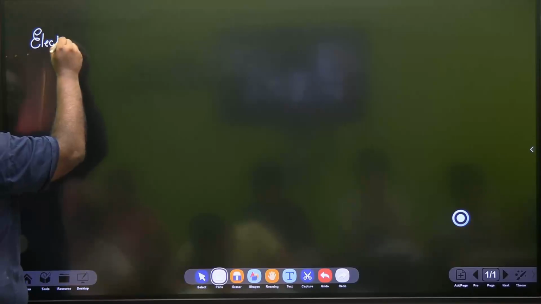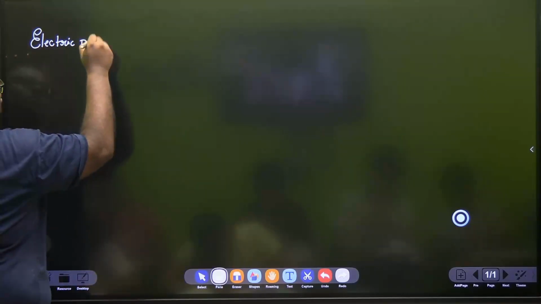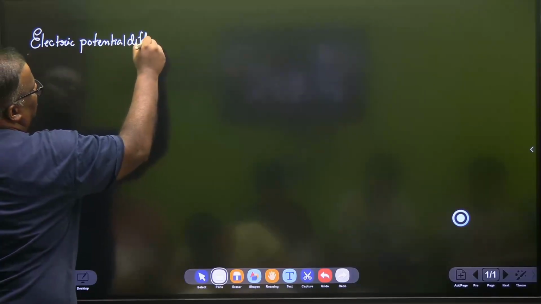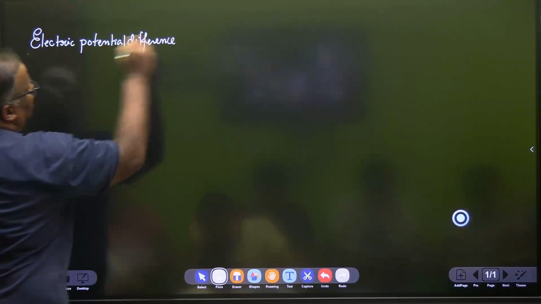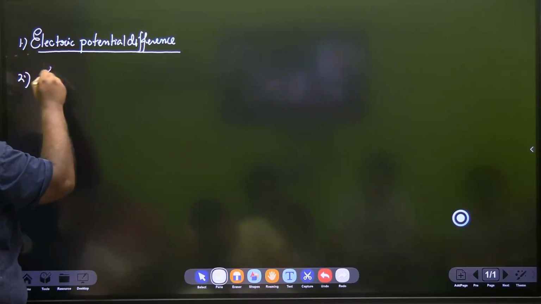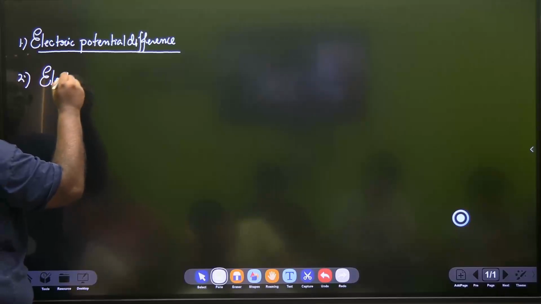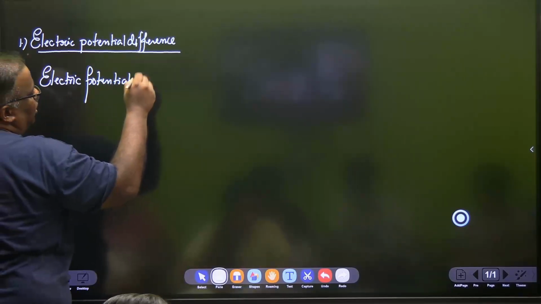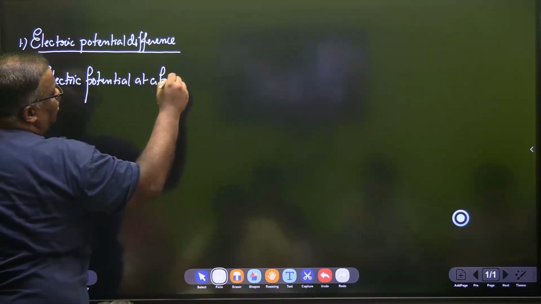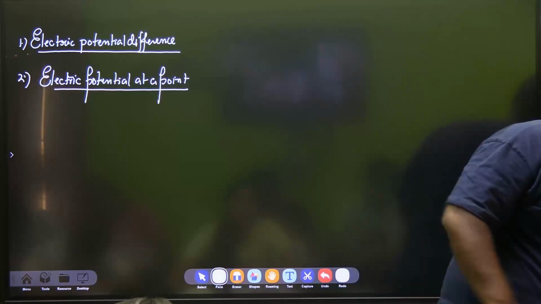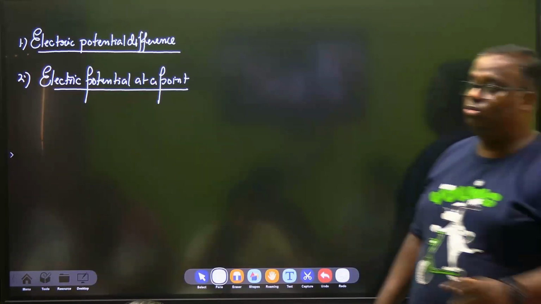One is electric potential difference. Okay. And if you have understood, go and explain to one of your friends also what this thing is all about. And the other concept is electric potential at a point. Very, very important topics. You can mug up a definition, but I'm sure you will not understand head and tail of it. Okay. So let's first understand what we do in physics.